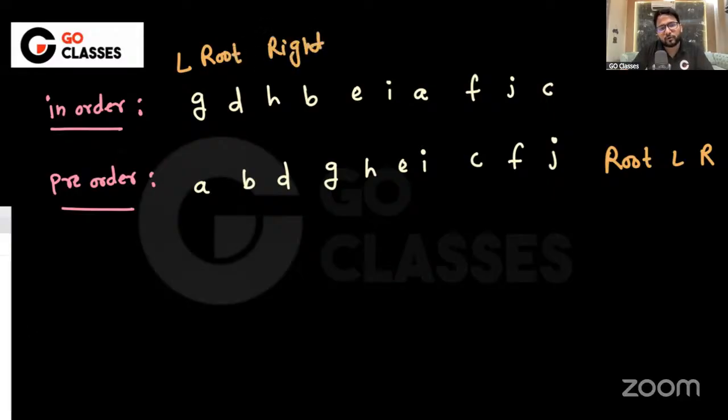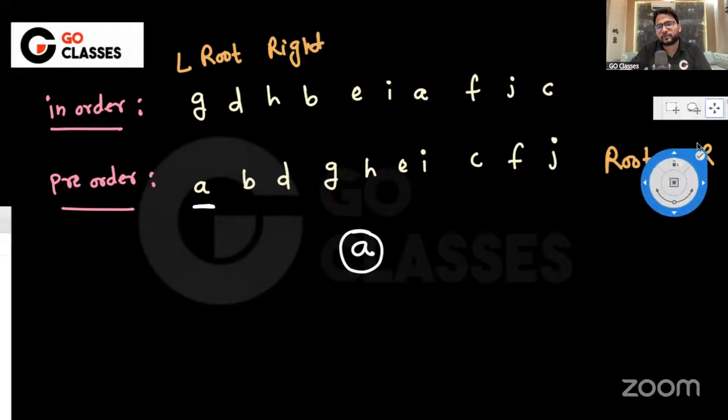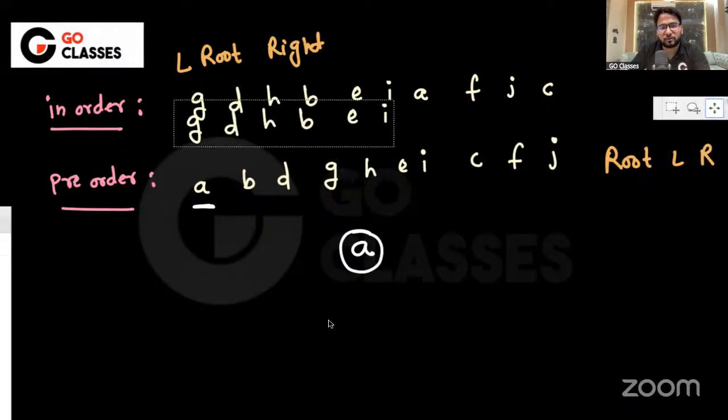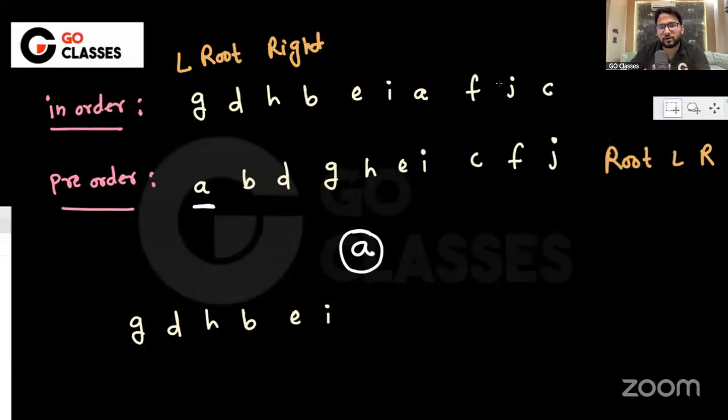So using the pre-order, can you tell me what is the root? Root is anyway A, right? It is clearly visible. So A is the root. And how to find out the root? Using the pre-order, we found out that the root is A, because pre-order is saying root is A. Now you just go in the in order and see what is on the left of this and what is on the right of this. If you observe, on the left there are too many nodes. So on the left of this is this, and in order is saying on the right of this is FJC.